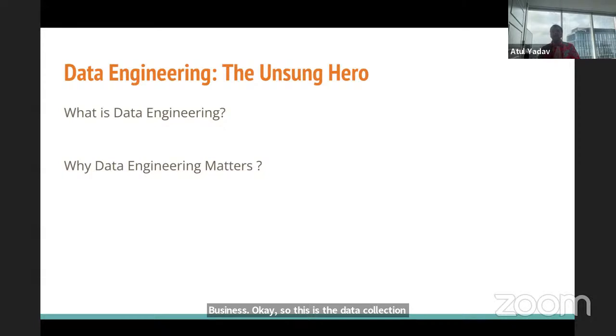The second thing is the data processing. By data processing, what I mean here is cleaning and transforming the data. By cleaning and transforming, I mean removing the duplicate entries. There can be missing values in the data, right? And there can be wrong entries as well, and that needs to be fixed by the data engineers.